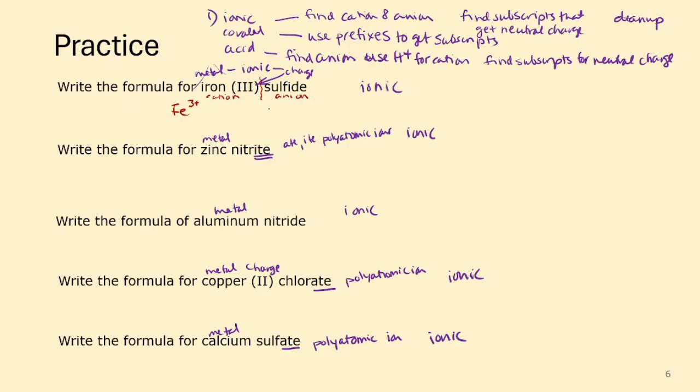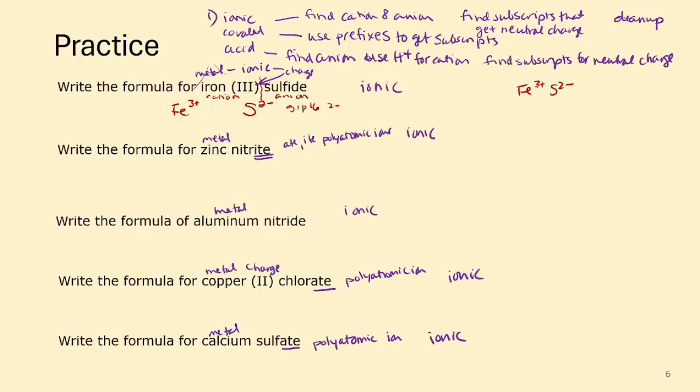This has the "ide" ending. It is not a polyatomic, so it's going to be sulfur. And then I have to look, it's group 16, so it has 6. It's going to make a -2 charge. So now I have my 2 ions. I'm going to move them over here. Fe 3+, S 2-.